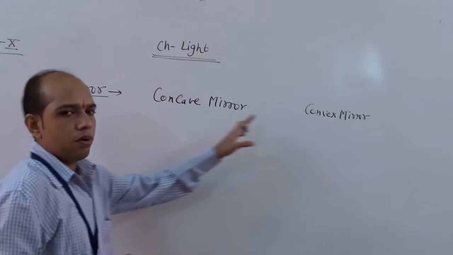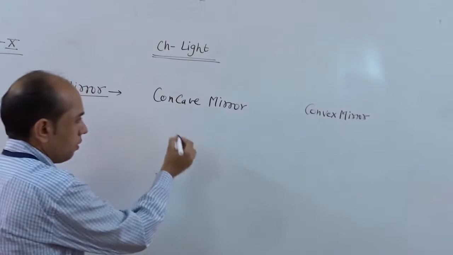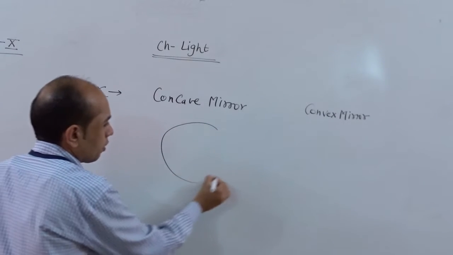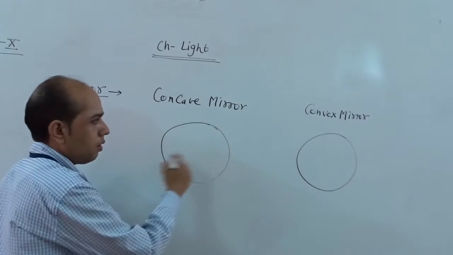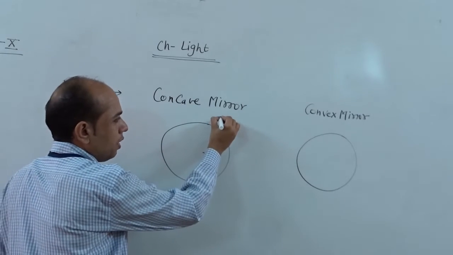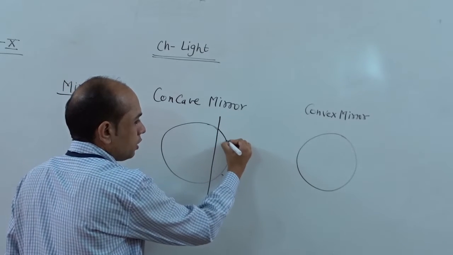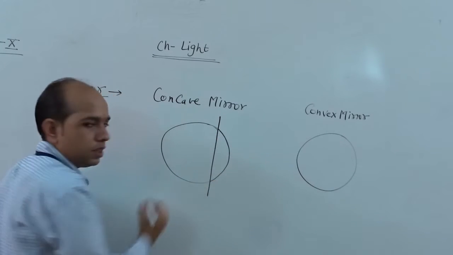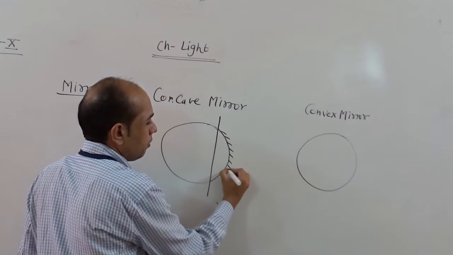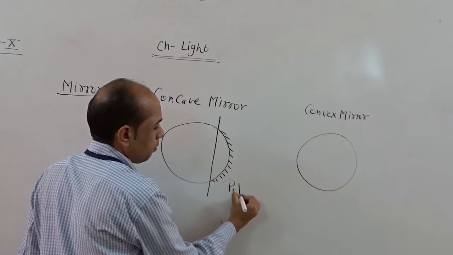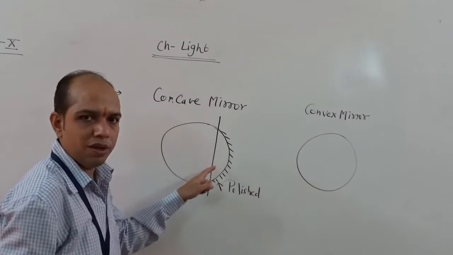If we talk about convex or concave mirrors, both mirrors are a part of a hollow sphere. Here I am taking one part. This curved portion indicates a concave mirror. In this mirror, the outer part is polished and the inner part is reflecting.